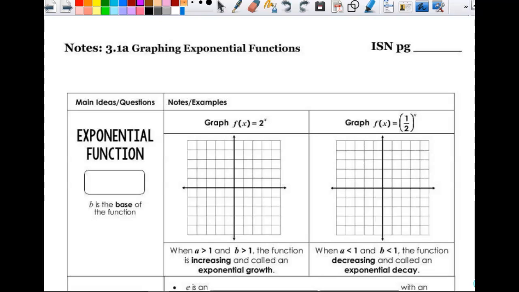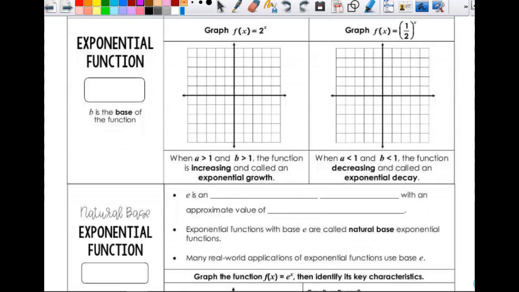We are moving away from rationals and we are going to graph exponential functions. So I know you've seen exponential functions, you've talked about exponential growth and decay, done word problems with those, looked at least at the very basic graphs. So we're going to transform some of these today too.